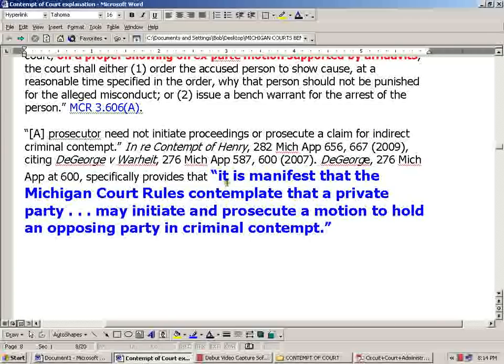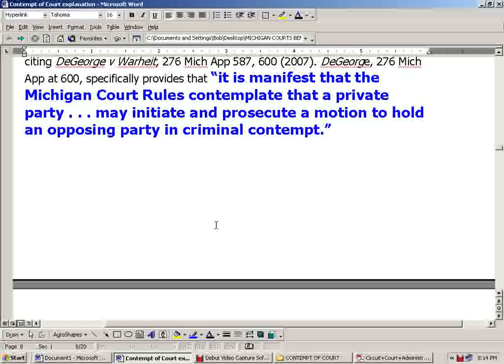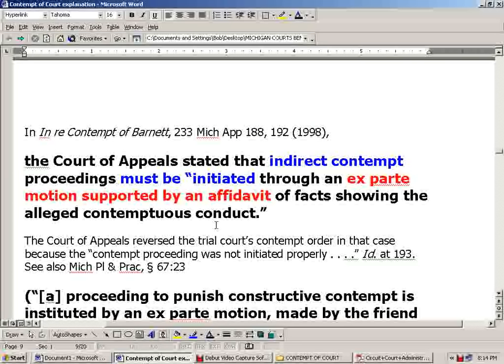It is manifest that the Michigan court rules contemplate that a private party may initiate and prosecute a motion to hold an opposing party in criminal contempt. They want you to do it. They need you to do it.